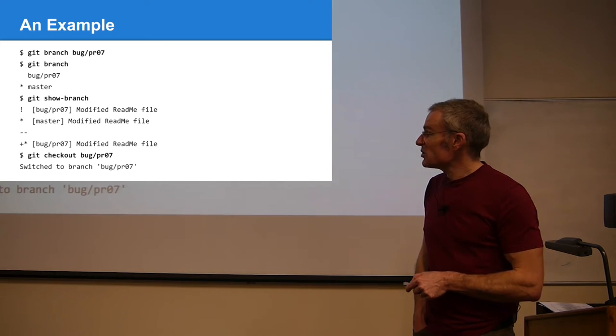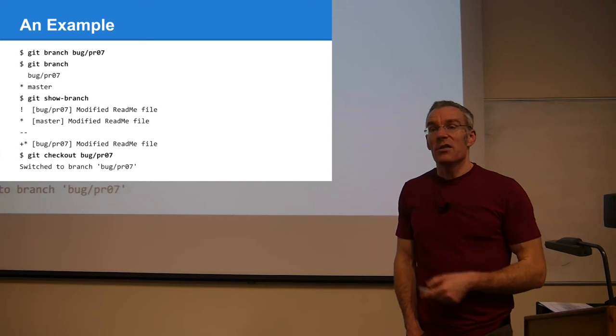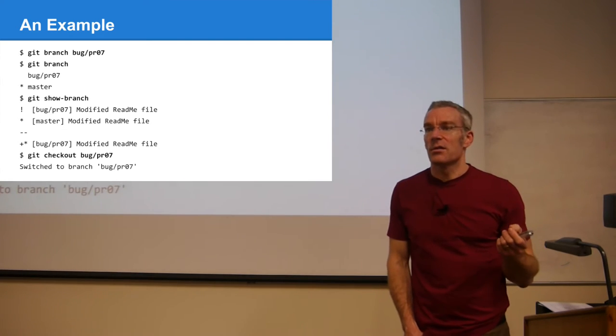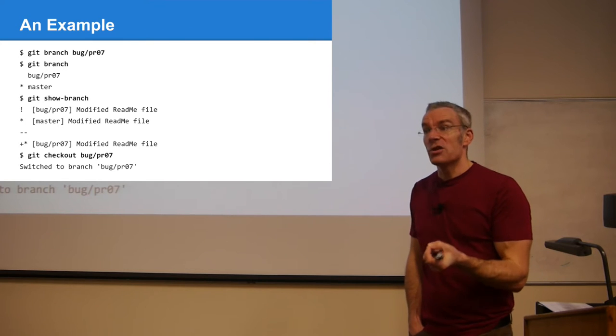So this is the individual, the last commit, and this shows you which commits relate to which branch. And then I go to git checkout and my branch name, to switch to the branch. Of course, in my example, no files will change, will they? Because I haven't made any changes to my main branch before I switched.